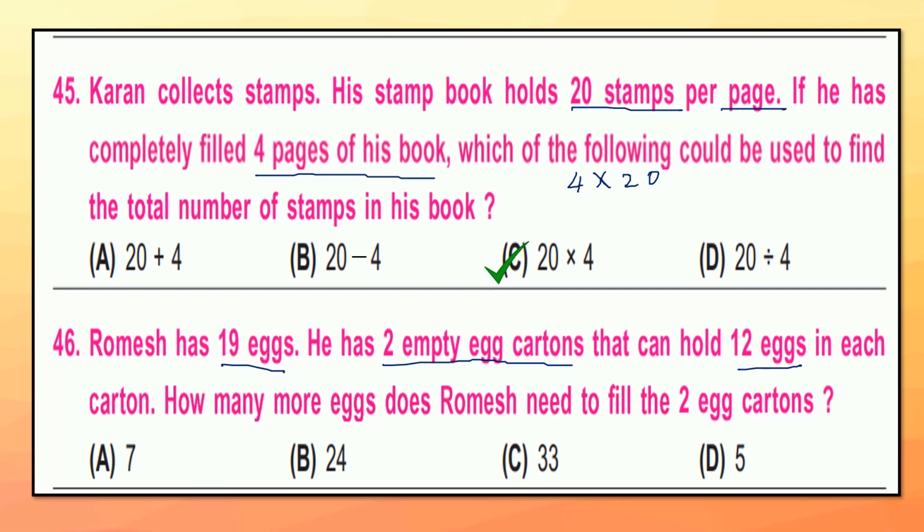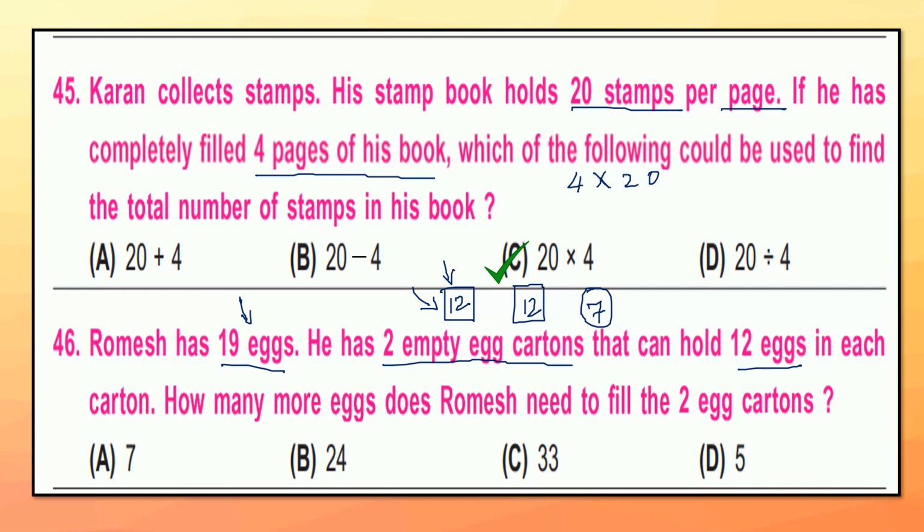So from this question, we can see that the total number of eggs is 19 and he has 2 empty egg cartons that can hold 12 each. So each carton can hold 12. So if this carton is going to hold 12 eggs, so 19 minus 12 is filled. So the remaining leftover is 7 eggs. 12 is filled in this carton and we have 7 left over.